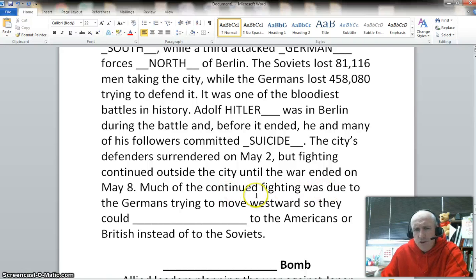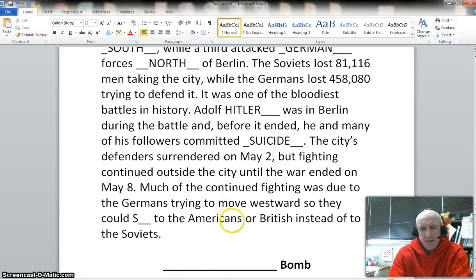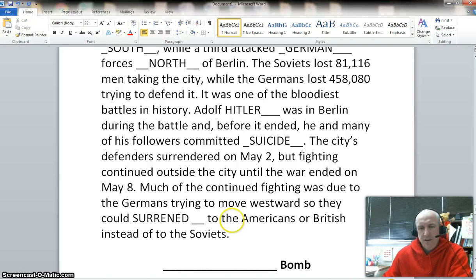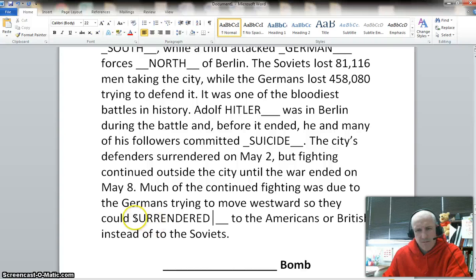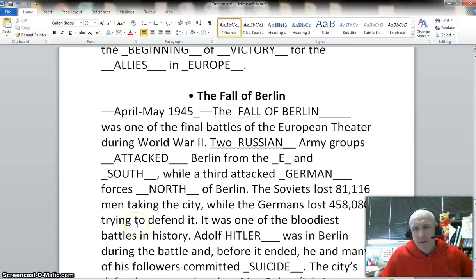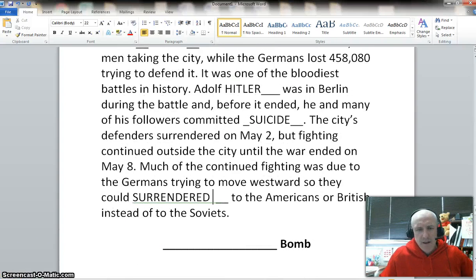Much of the continued fighting was due to the Germans trying to move westward so they could surrender to Americans or British instead of to the Soviets, because the Soviets were mad. They were going to get them back. There you go. There is the fall of Berlin, the final battle in Europe.